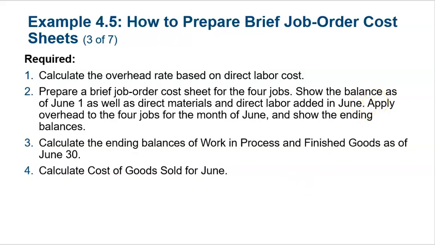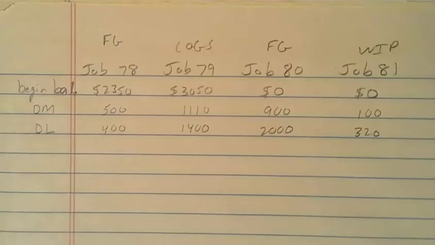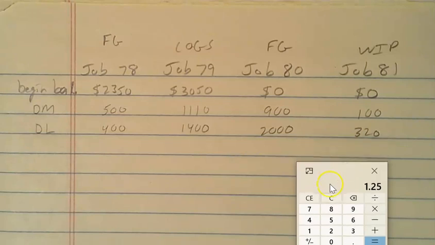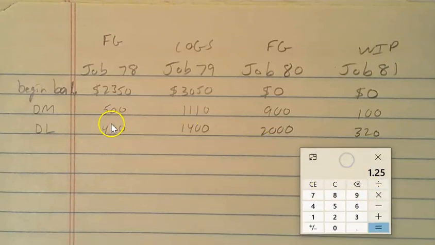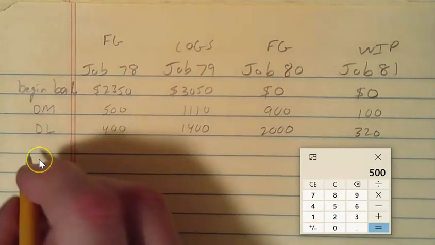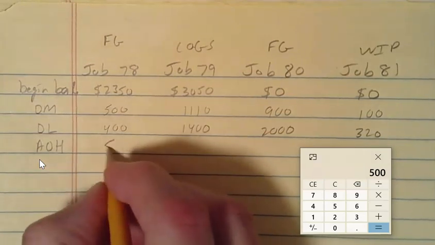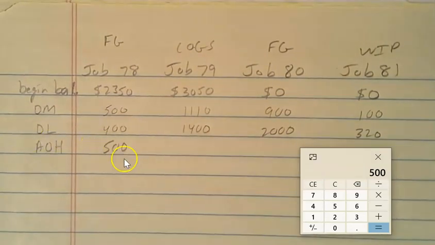Okay, well, let's do that. So what I'm going to do is shrink this down a little bit. We've got direct labor here for this job in the amount of $400. So we're going to take this $1.25 here, and we're going to multiply it by 400. And so applied overhead, I'm going to do this AOH, is going to be $500 for job 78.